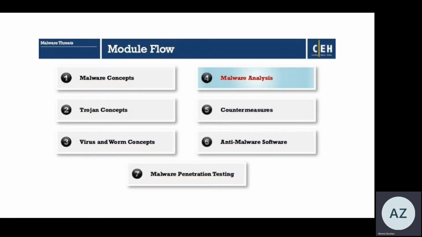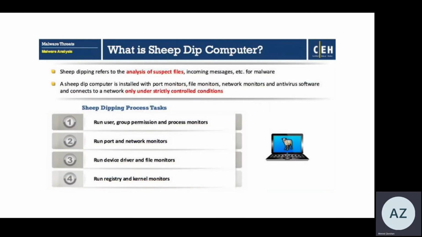Module flow. All right, so malware analysis. Sheep dipping refers to the analysis of suspect files and incoming messages for malware. So when you hear the term sheep-dip computer, you're referring to analysis of suspect files, okay? What you do is first run the user, group, permission and process monitors, then the port and network monitors, then the device driver and file monitors, and then the registry and kernel monitors.